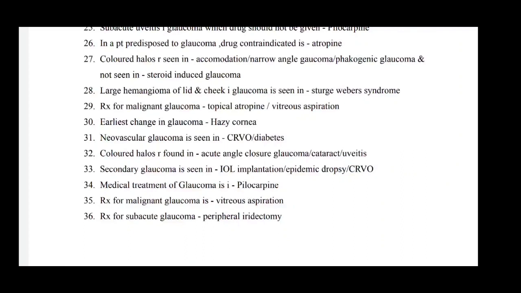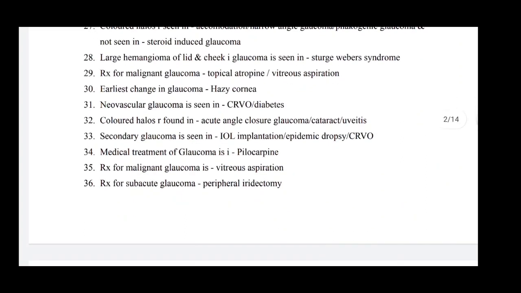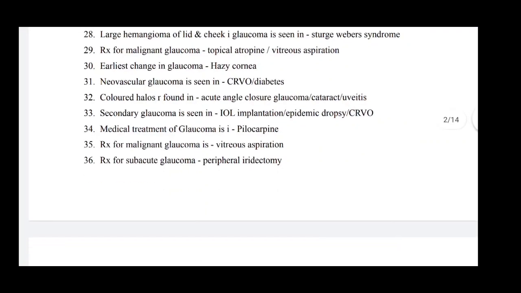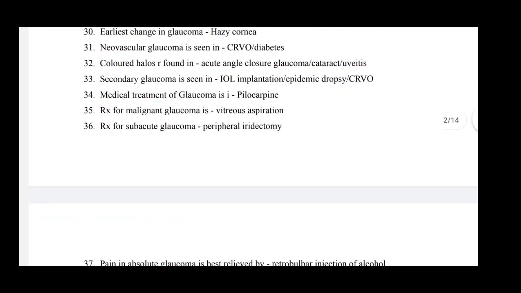Treatment for malignant glaucoma, topical atropine and vitreous aspiration. Earliest changes in glaucoma, hazy cornea. Neovascular glaucoma is seen in CRVO. Diabetes and vein occlusion. Colored halos are found in acute angle glaucoma, cataract and uveitis. Secondary glaucoma is seen in intumescent cataract, endemic dropsy, and is present in chronic vein occlusion.